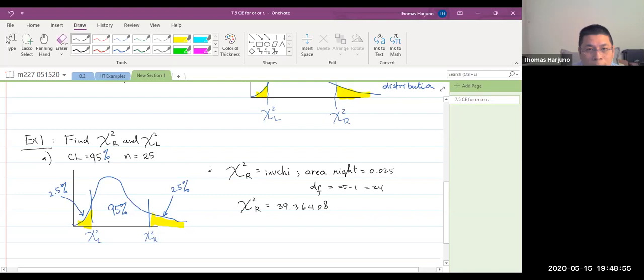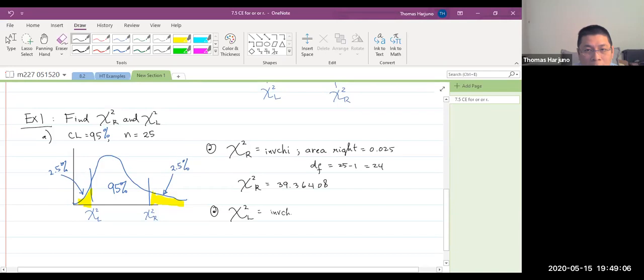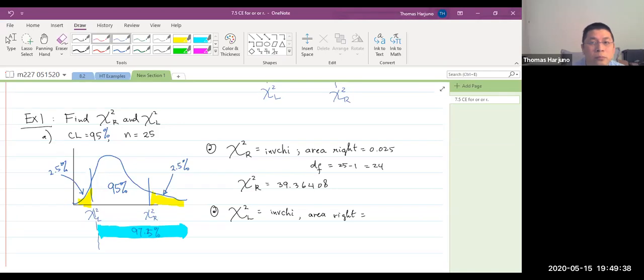Now, how about chi squared left? So you call that program again. It's inverse chi. However, the area to the right is not 0.025. The area to the right will be the area to the right of that chi-square left. So if the area to the left is 2.5%, then the area to the right will be 97.5%. So you will use 0.975. Degree of freedom still the same. Always sample size minus 1.